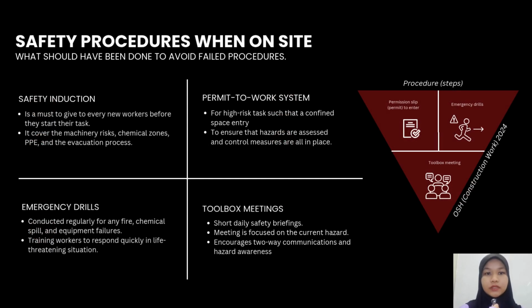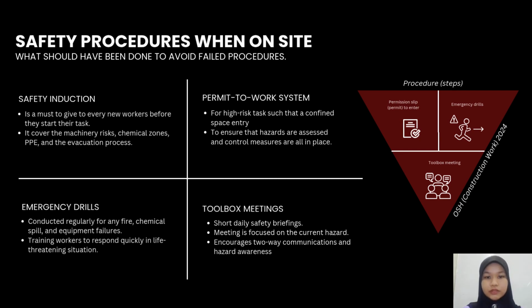Once workers are on site, the next step is to make sure they are fully prepared. That's where industrial safety procedures come in. First, safety induction is mandatory. Every new worker, no matter how experienced, must be briefed on the specific hazards of the site, like moving forklifts, pressurized systems, and chemical zones. This ensures everyone starts on the same page.